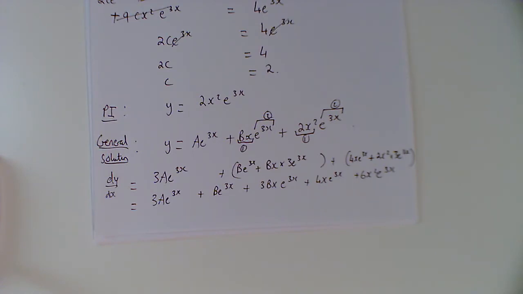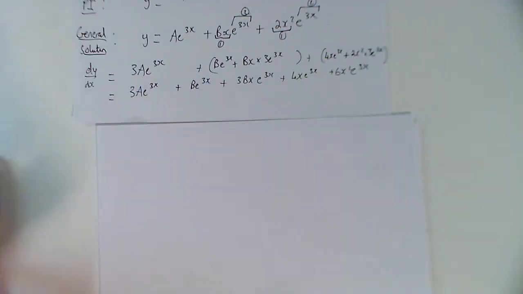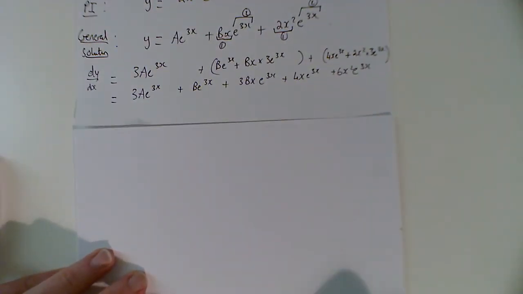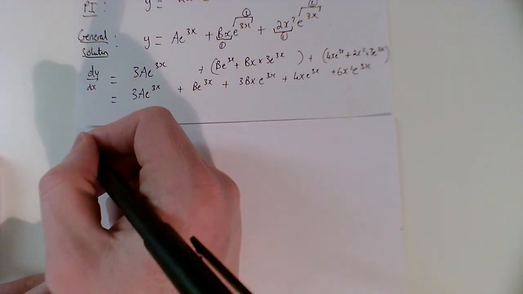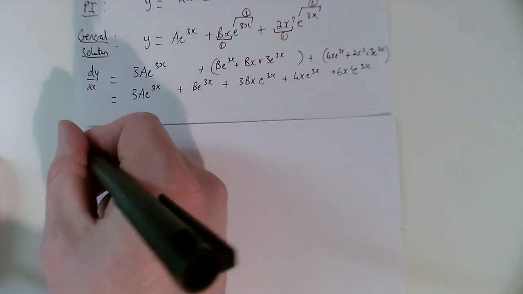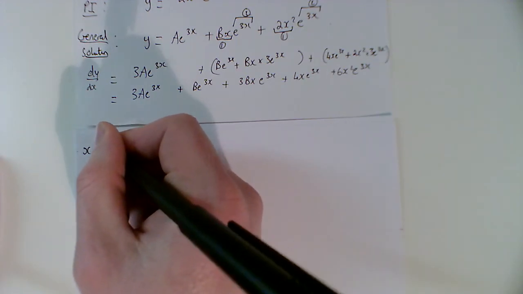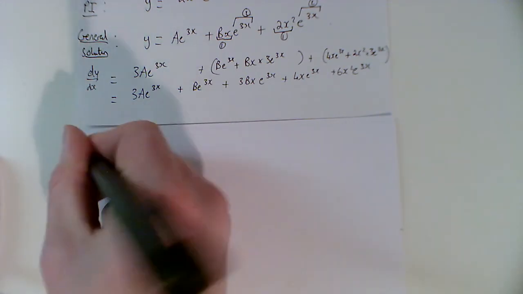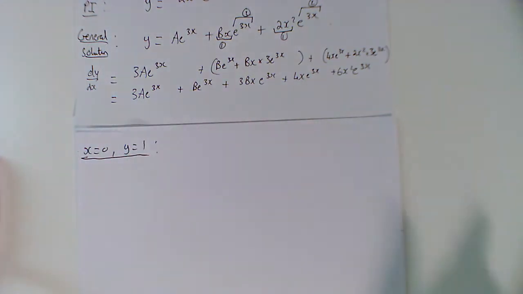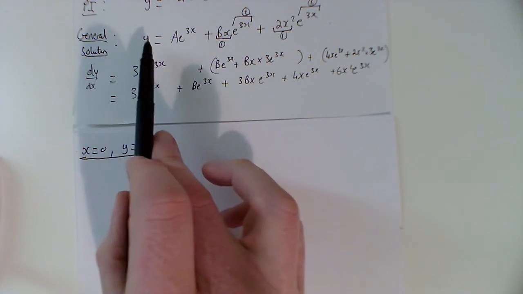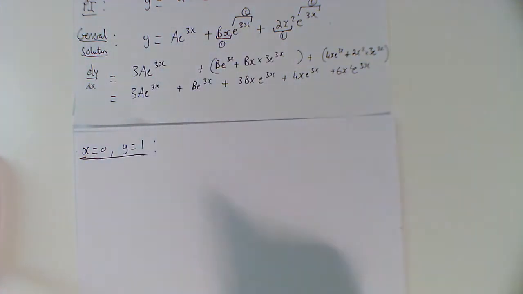Okay, I'm happy with that. So that's just been differentiated. Right, so next we've got our initial conditions. Our initial conditions were that when x equals 0, y equals 1. So that means we're using our equation with y. Right, that's the equation y equals, so that's the one I'm going to be using.